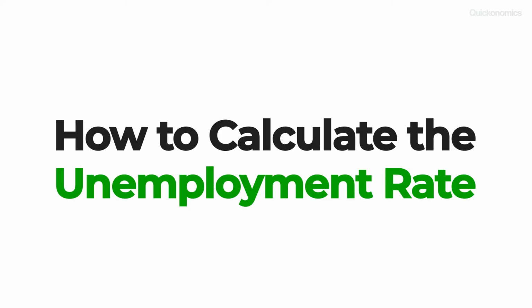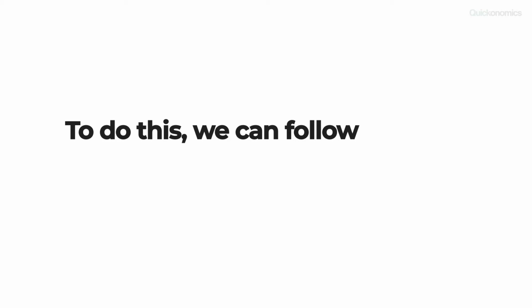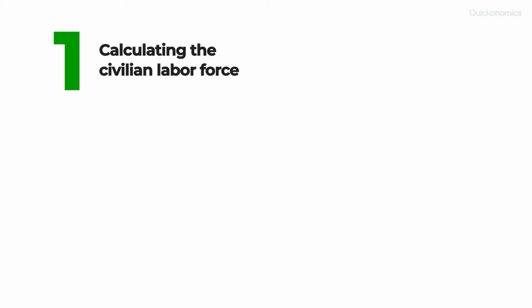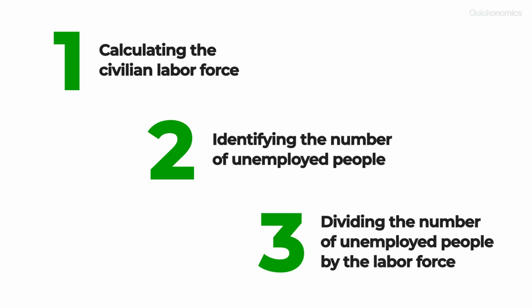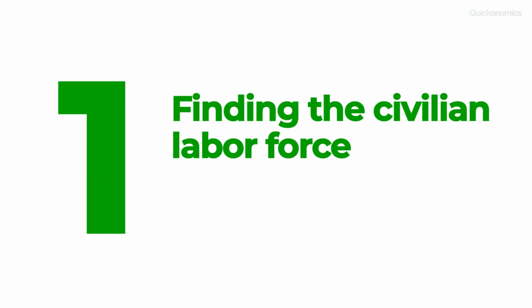In this video, we're going to look at how to calculate the unemployment rate. To do this, we can follow a simple three-step process. First, we calculate the civilian labor force. Second, we identify the number of unemployed people. And third, we divide the number of unemployed people by the civilian labor force. Let's start with step 1, finding the civilian labor force.